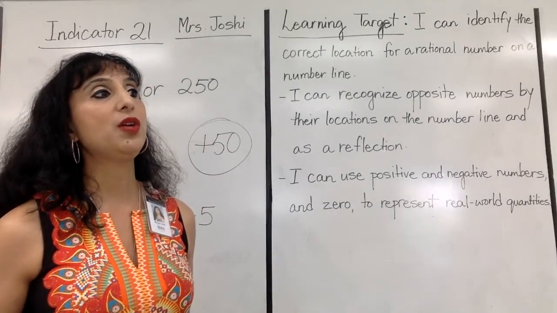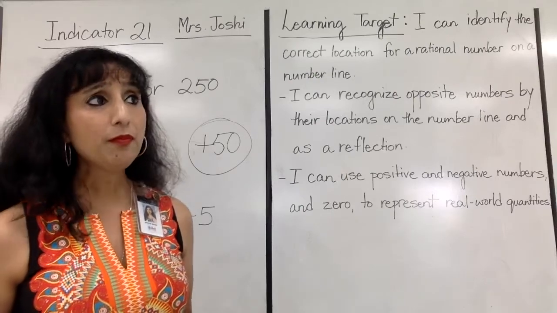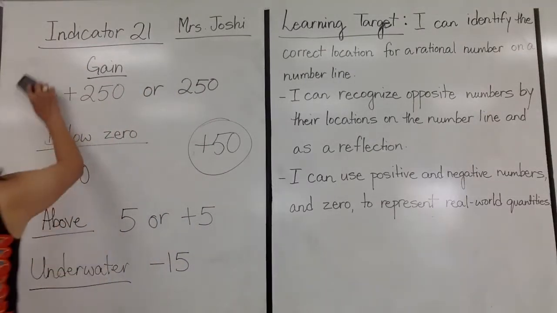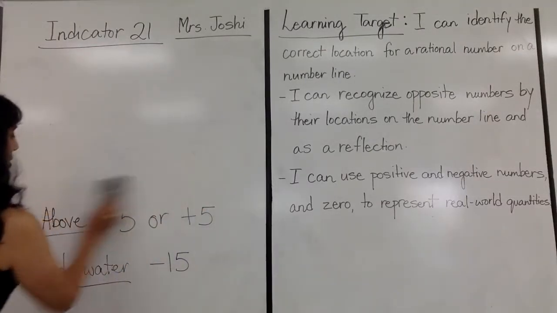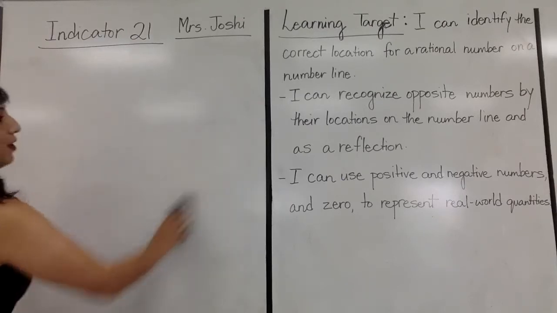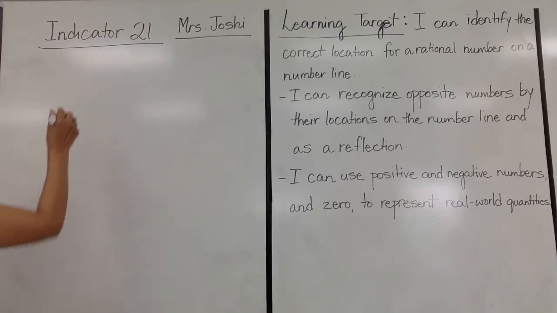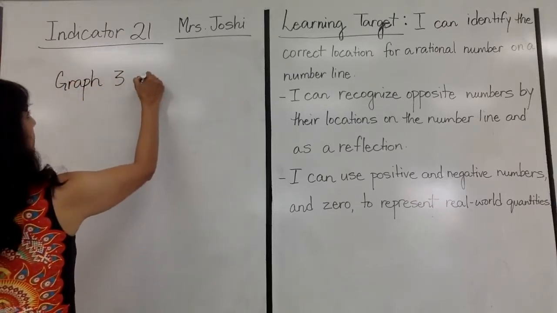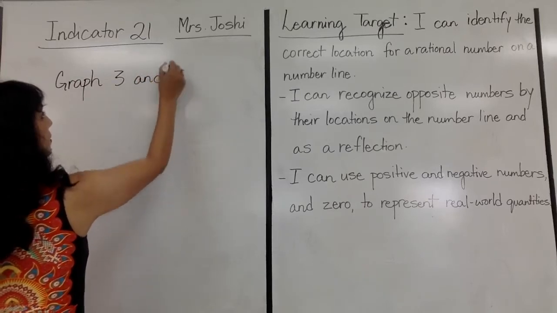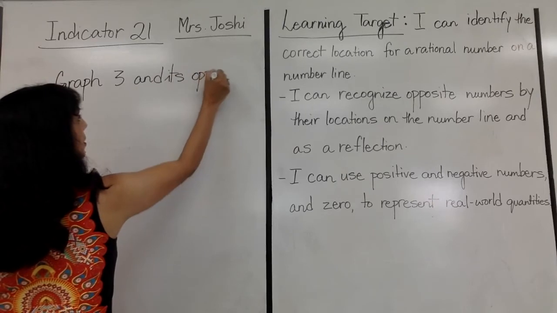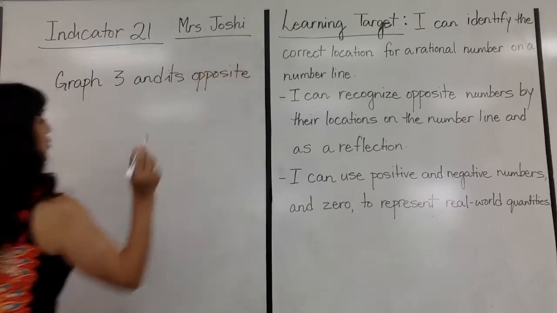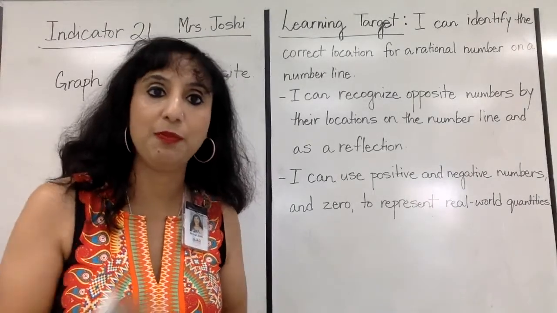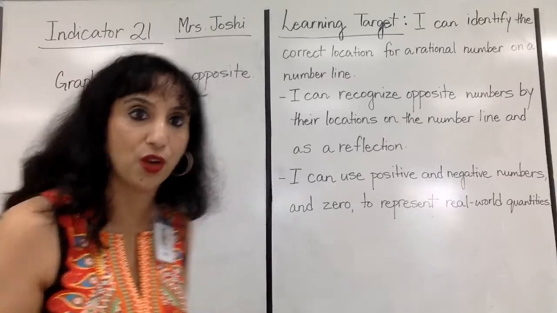Now what we're going to do is graph an integer and its opposite. So let's say it asks you to graph 3. Graph 3 and its opposite. First and foremost, you need to remember you need a number line. For any form of graphing on a number line, you need a number line. Please do it in a systematic manner, how I'm about to show you.